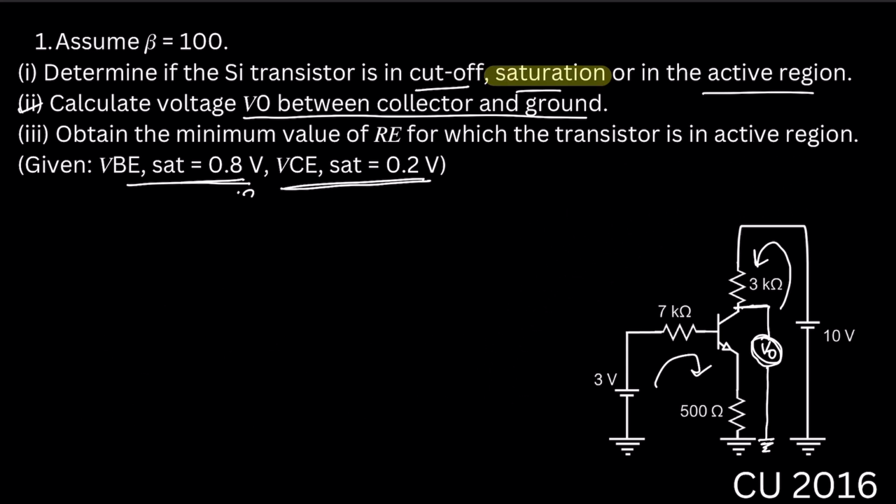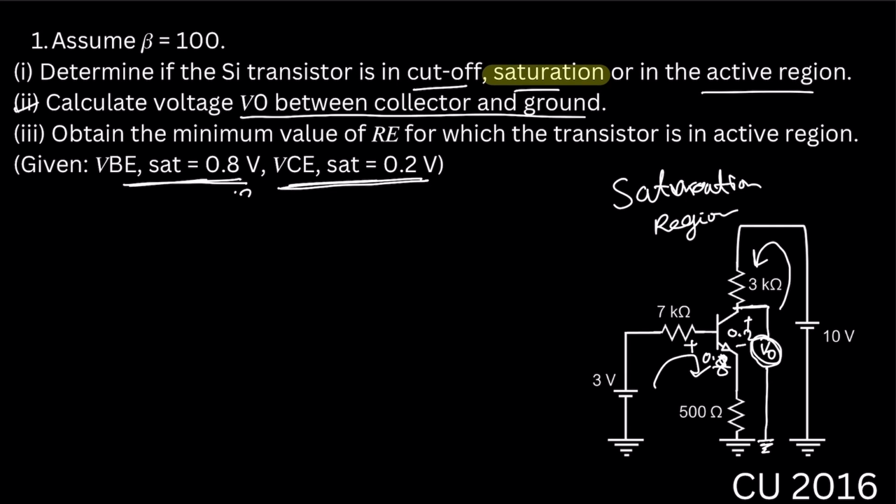So now we already know this transistor is working in the saturation region. That means this potential will be 0.8 and this will be 0.2. That means VB is at 0.8 and VC is at 0.2. Okay, so write down the KVL equation.